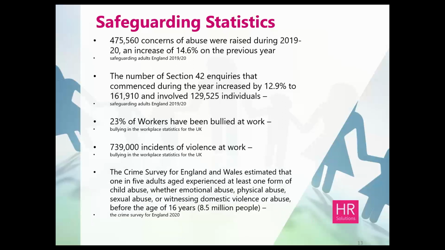And then the Crime Survey for England and Wales, and it's worth a little look at that one. It's quite up to date, from last year. It estimated that 1 in 5 adults experienced at least one form of child abuse, whether emotional, physical, sexual, or witnessing domestic violence or abuse before the age of 16. So it's something that's unfortunately ingrained in children from an early age, and they often then go on to have difficulty in the following years, which represents 8.5 million people. And another children one there is that 50,000 children in England were identified as needing protection from abuse in 2019, which is from the Department for Education.